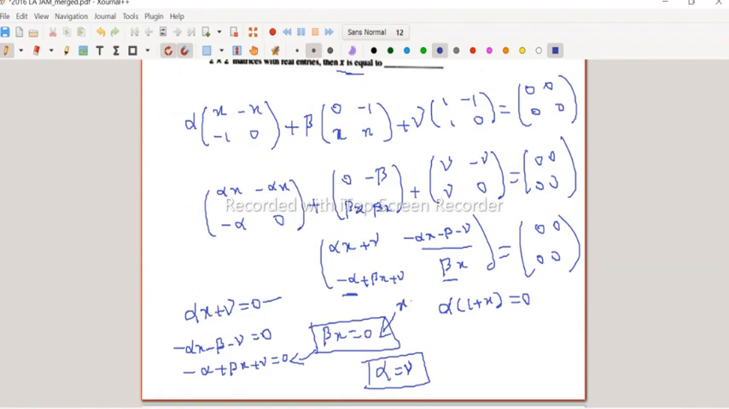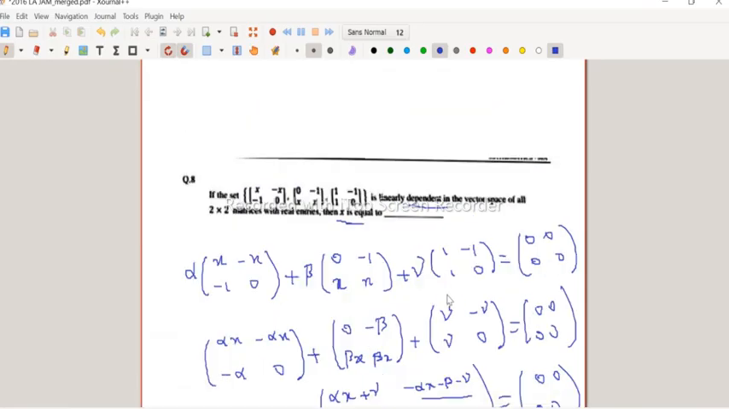Suppose x equal to 0. Now substitute here: 1 plus 0 is 1, so we get alpha equal to 0. Once alpha equal to 0, here we get gamma equal to 0. Now look at this equation: substituting alpha 0, beta 0, we get gamma 0. Therefore alpha, beta, gamma are all 0, which means linearly independent, but they should be linearly dependent. Therefore, definitely x is not equal to 0. If x equal to 0, we get alpha 0, beta 0, gamma 0, which is linearly independent.